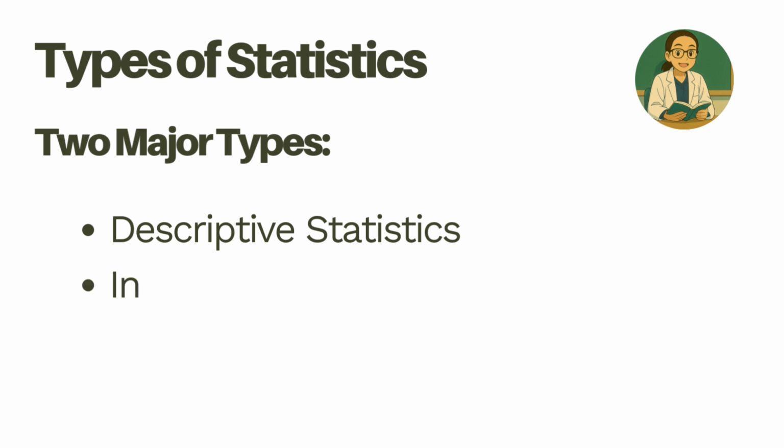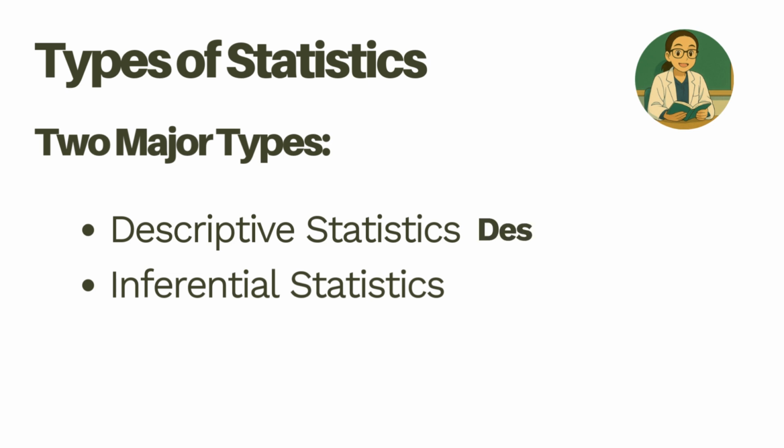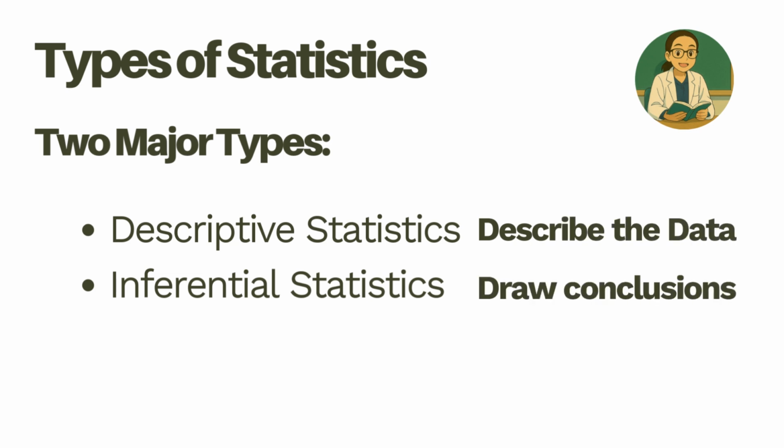Inferential statistics, on the other hand, are used to make conclusions and decisions. They help researchers determine whether there is a difference or relationship between variables. Inferential statistics allow researchers to make conclusions about a larger group based on the data collected from a sample. In simple terms, descriptive statistics describe the data, while inferential statistics help draw conclusions. Both types are important and are commonly used together in research studies.